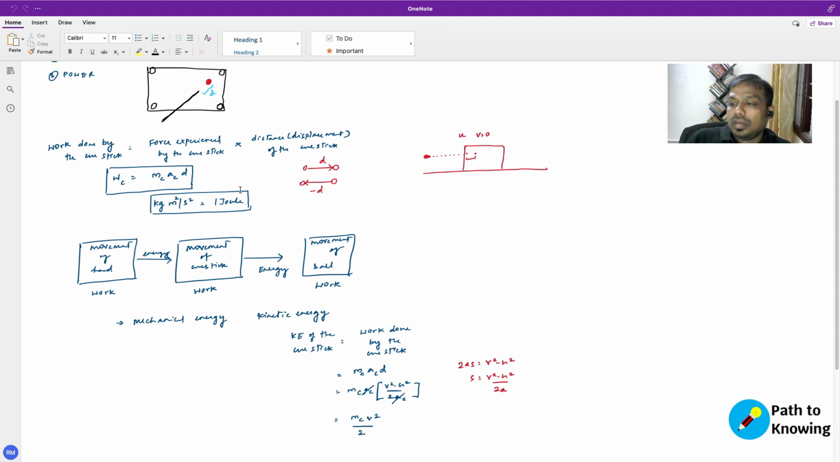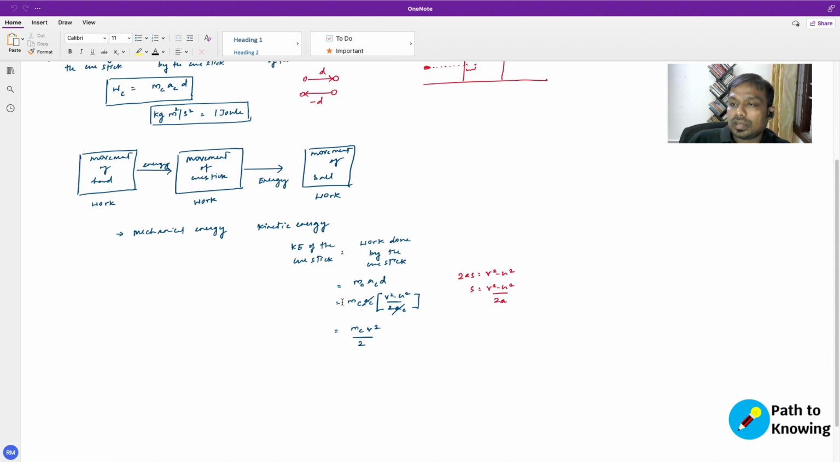Now this is the formula for the kinetic energy of any particular object. An object of mass m, if it is moving with a velocity of v, by virtue of its motion has acquired a kinetic energy of half m v squared.